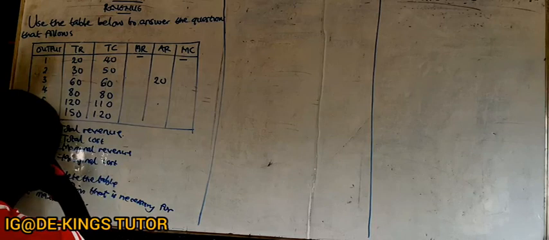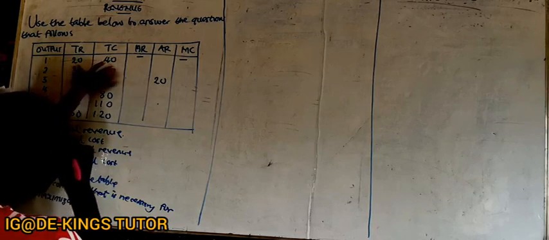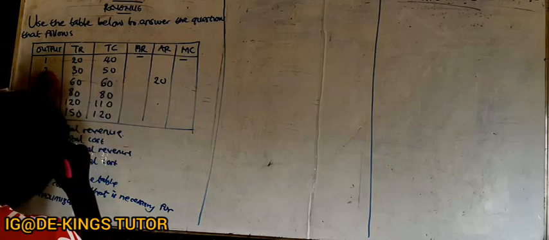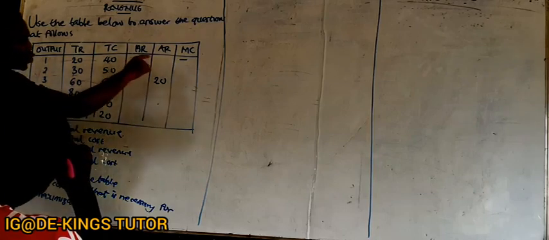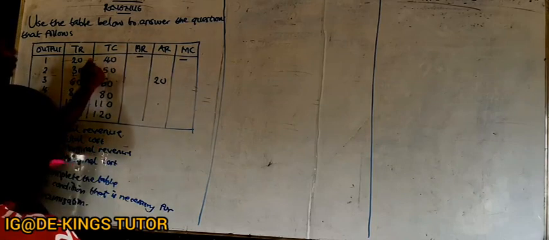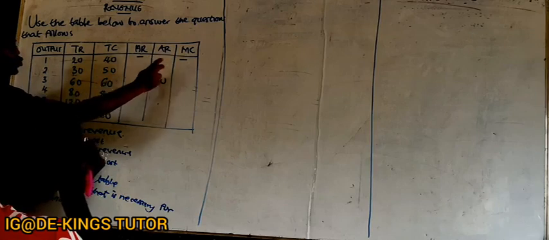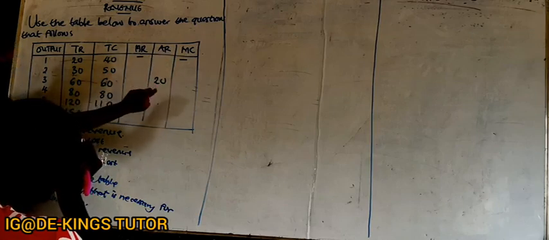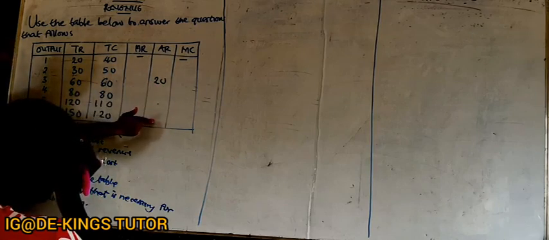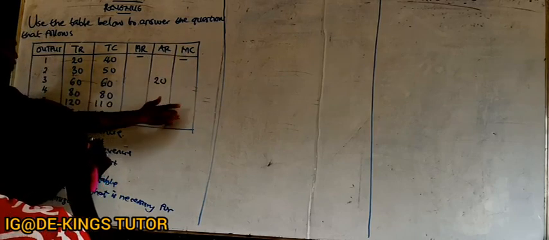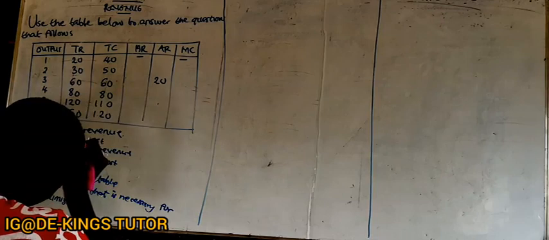Now, they gave us a table whereby the total revenue and the total cost are complete. So it remains the marginal revenue when output is 2, 3, 4, 5, and 6. And also the average revenue when output is 1, 2, we already have 3 here, 4, 5, and 6. And the marginal cost when output is 2, 3, 4, 5, and 6. How do we solve this?